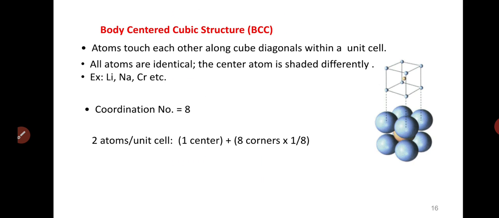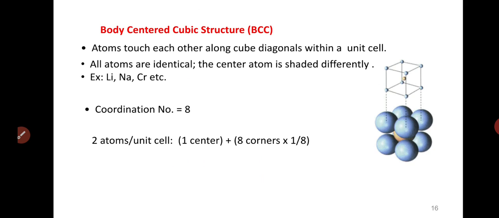Now let's see the body centered cubic structure. By definition, body centered cubic structure means there are 8 atoms at the corners and a single atom at the center of the body of this cubic structure. That's why it is called the body centered cubic structure. The atom at the center of the body of the cube is shown here in the figure with a different color.